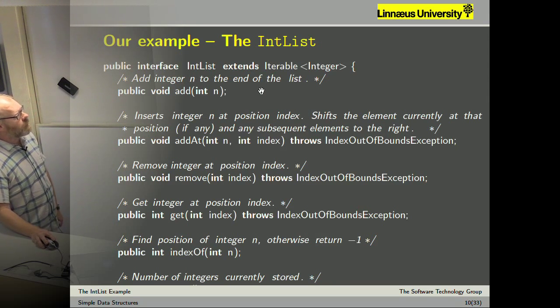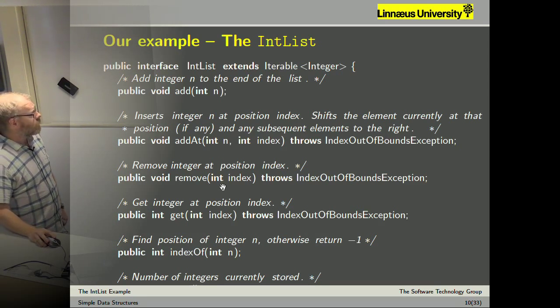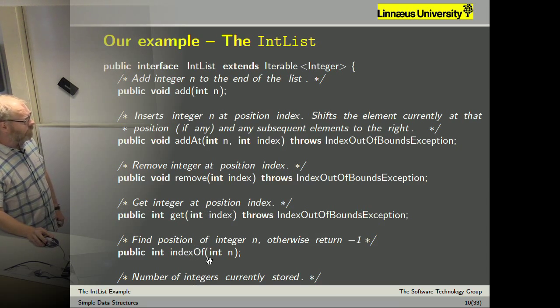Add means add at the end of the list. Add at means add them at a certain position and move the other elements one step backwards. Remove means give me the element and remove the element at a certain position. Get means just give me the element. Index of: find position of integer n, otherwise return minus one.